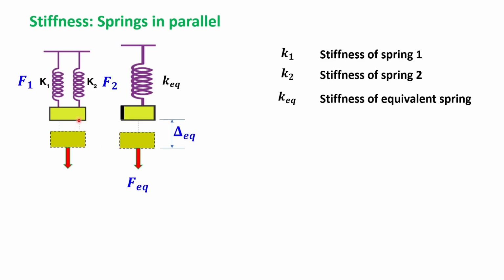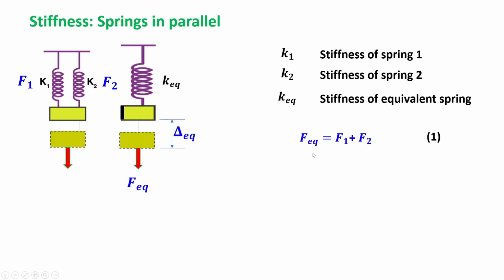We can very easily understand that if the primary system undergoes a deformation by a certain amount, then the equivalent spring also will undergo this same deformation downward, and the forces in the two original springs are say F1 and F2. The force experienced by the equivalent spring is F equivalent, as shown in the diagram. So we have here K1, the stiffness of the first spring, K2, the stiffness of the second spring, and K equivalent, the stiffness of the equivalent spring.